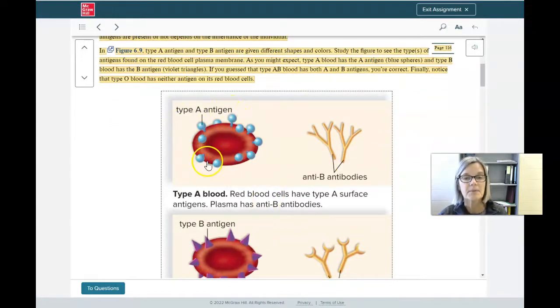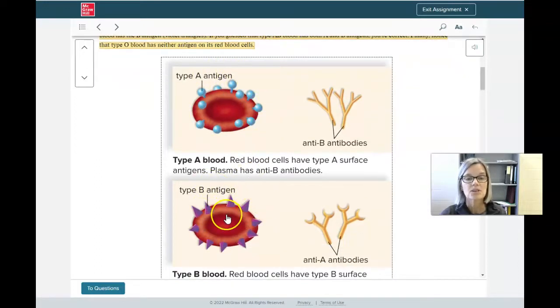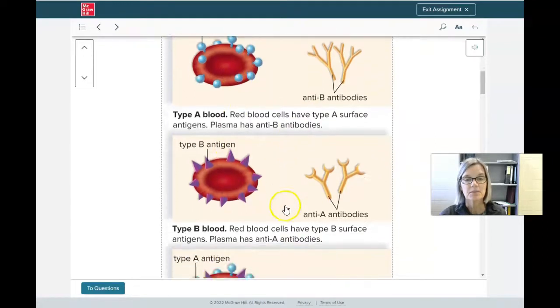If I give my type A person type B blood, if I transfuse type B blood into their body, the B's are foreign, and this type A person is able to make antibodies against them. So these antibodies can attack the new B blood and cause clumping, agglutination, and that, like I said, can be dangerous and possibly deadly. So I can only give a person the proteins they already have. I can't give them a new protein. So a type A person cannot receive type B blood.